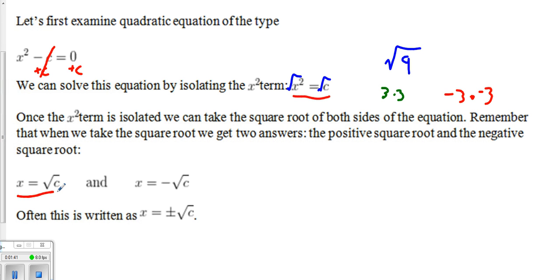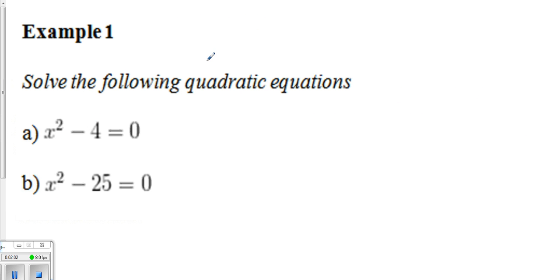So as you can see here, we'd have x equals square root of c and x equals the negative square root of c. And you can write that as this plus or minus. So x equals positive or negative square root of c. That's how you would solve something that started out as x squared minus c equals 0. So, for example, we're going to solve the following two quadratic equations: x squared minus 4 equals 0 and x squared minus 25 equals 0.